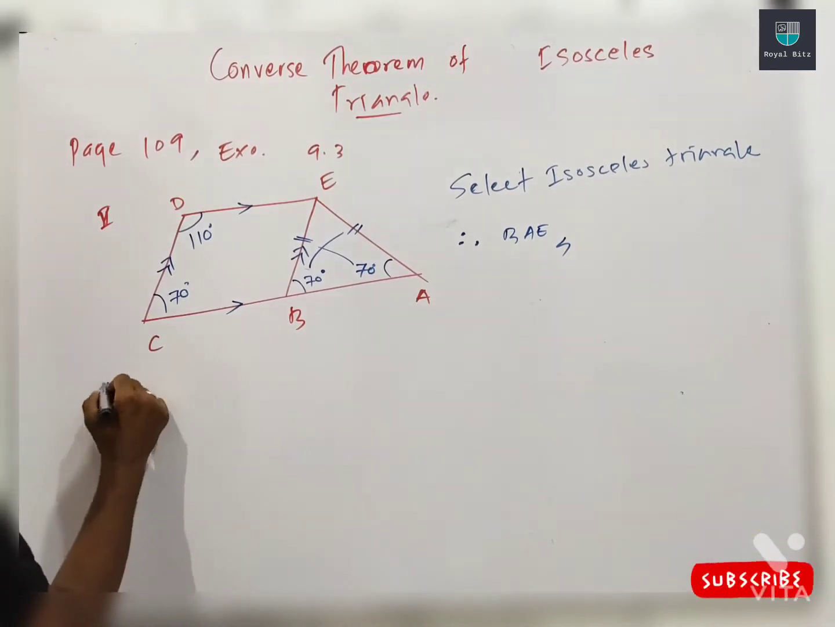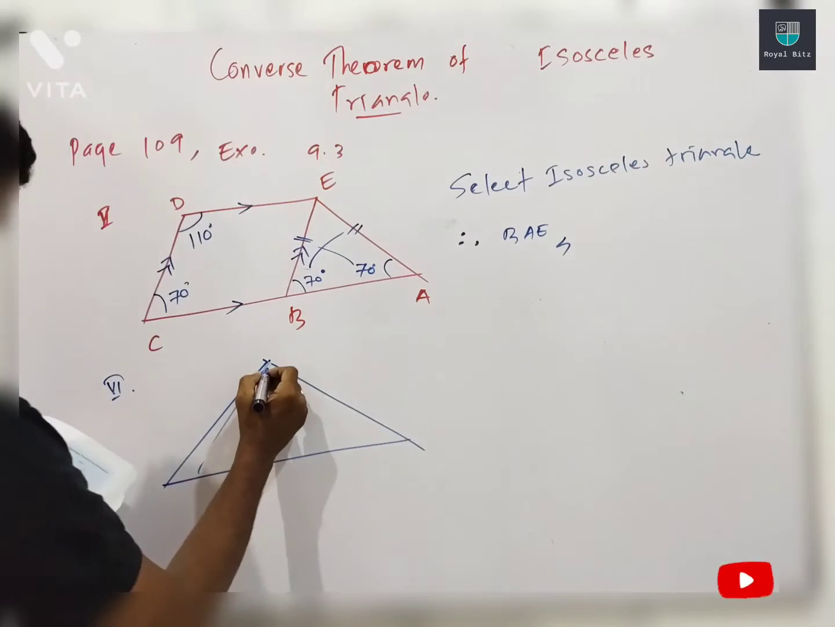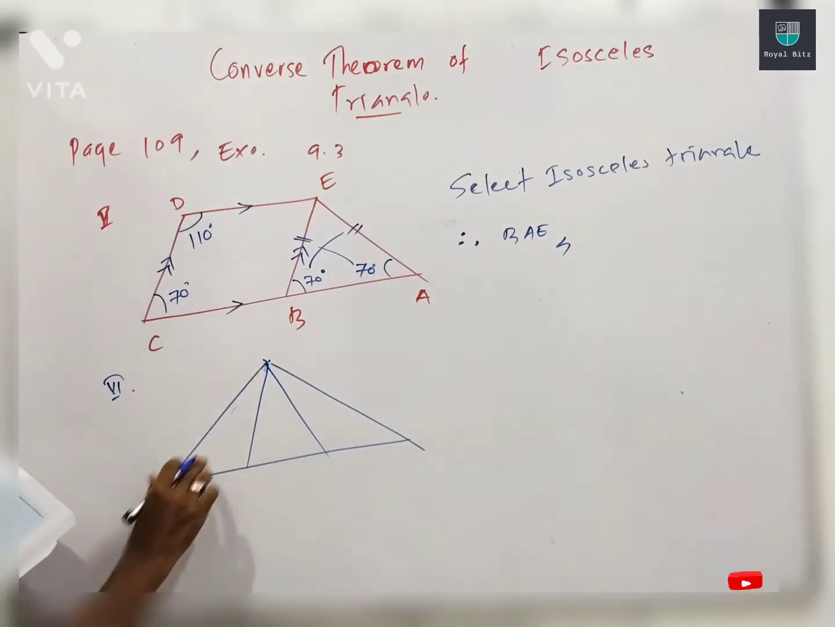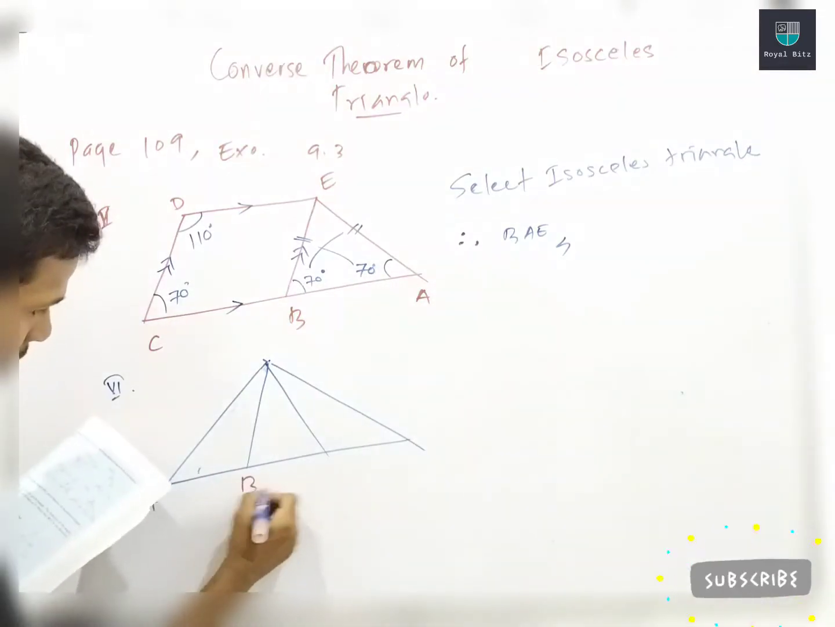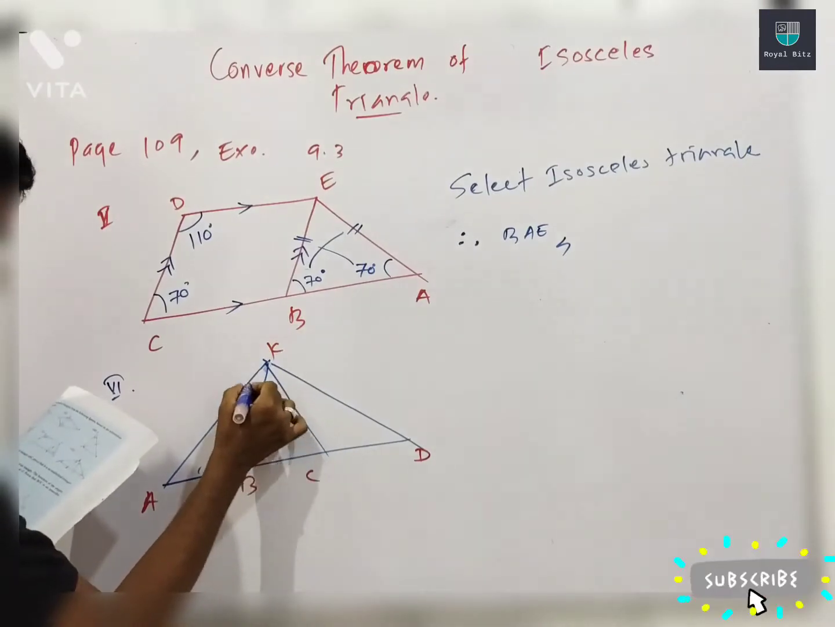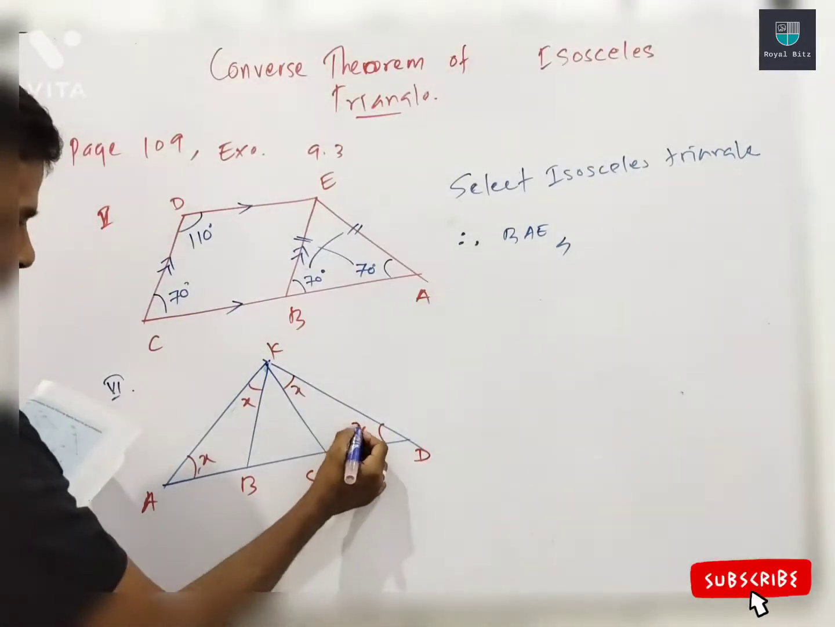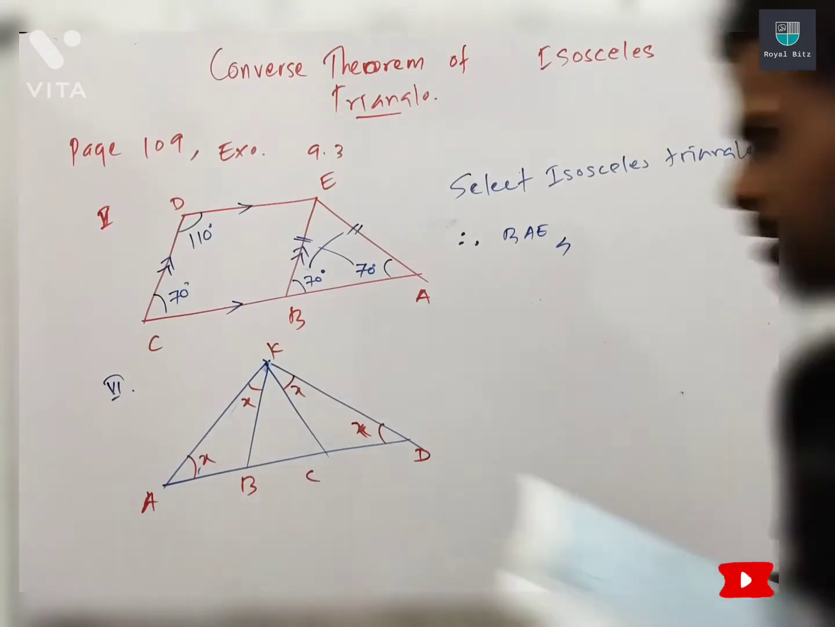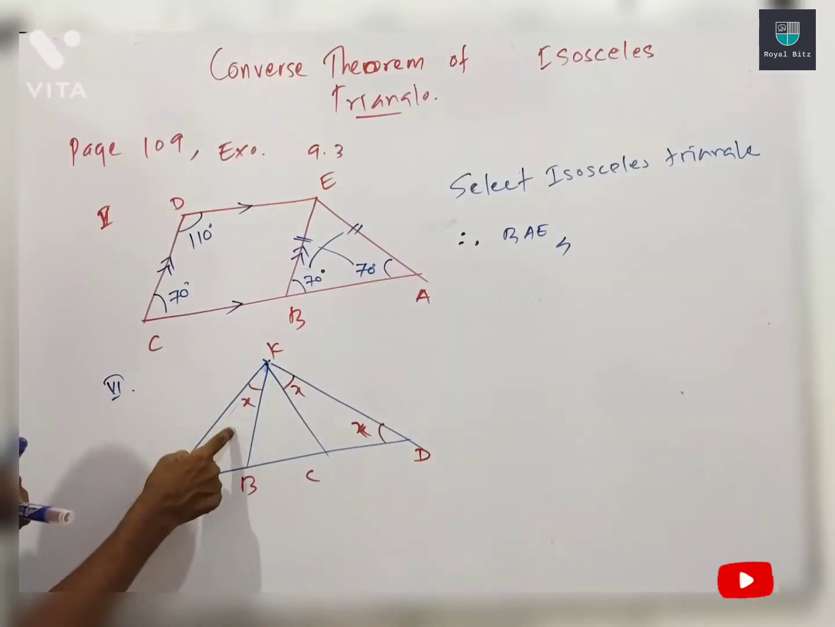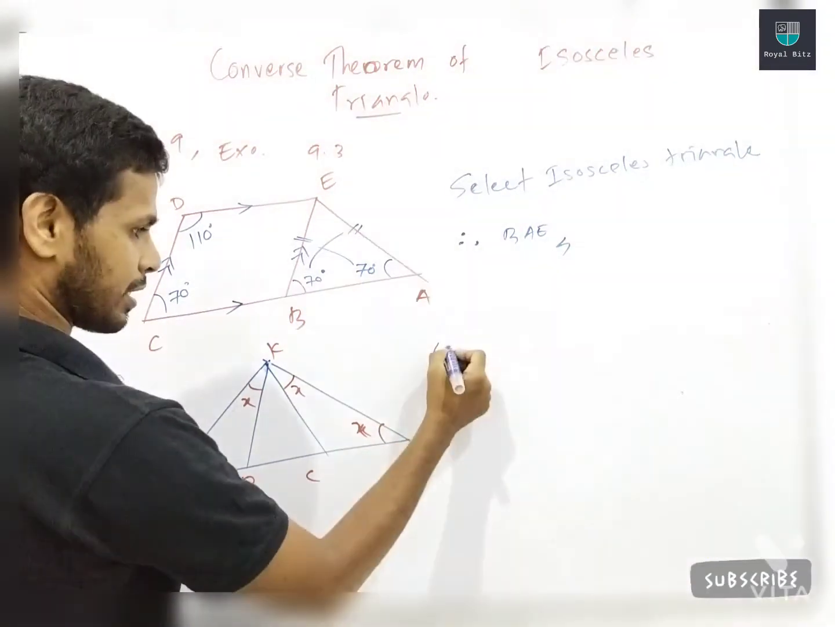Again, go for the sixth question. So this is A, B, C, D, A, and this angle is X, and this is X, so this is X, and this is X. So I think isosceles triangles. Okay, we have to find all the isosceles triangles. Now tell me. So number one, in this, what is the triangle? KAB. Yes, KAB.